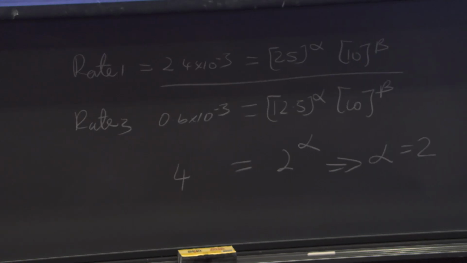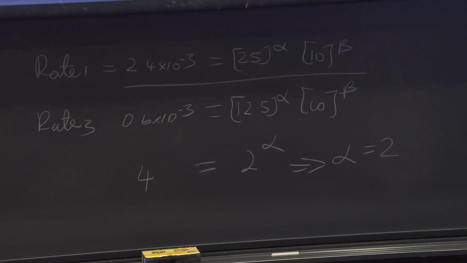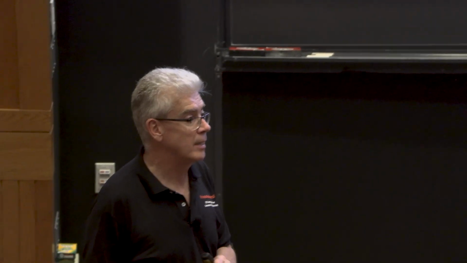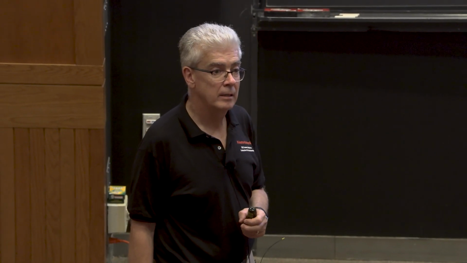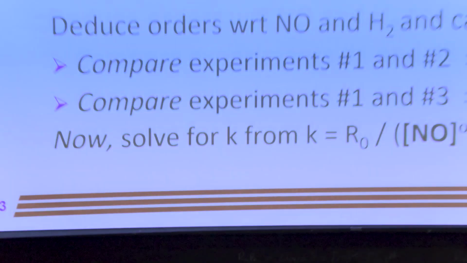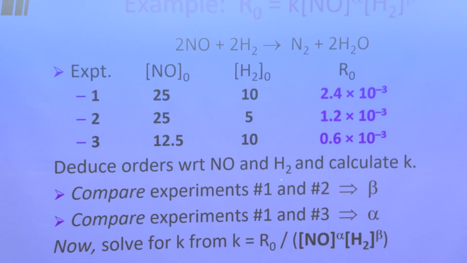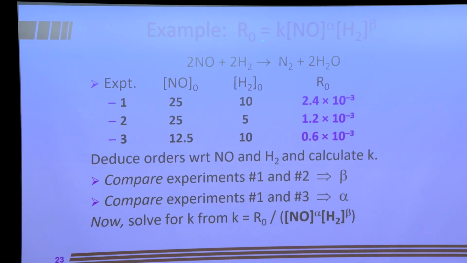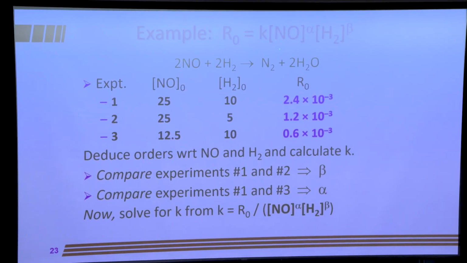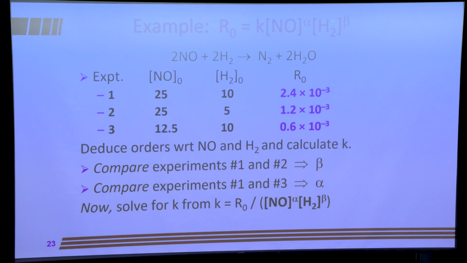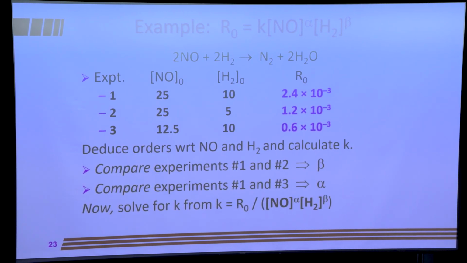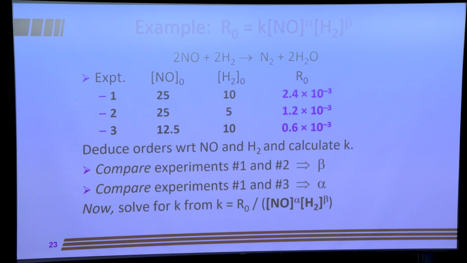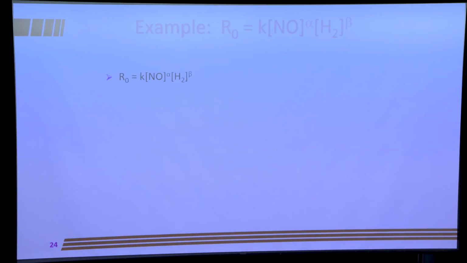Okay, so all we had to do was 3 experiments. We had 2 reactants. All we had to do was 3 experiments, and from that, we were able to determine what alpha and beta are. Okay, so in this case, alpha is 2 and beta is 1. So the rate law for this: the rate is equal to the rate constant times the concentration of NO to the power of 2 and H2 to the power of 1. Okay? And that's it. And then you can calculate the rate constant. You're given the rates.